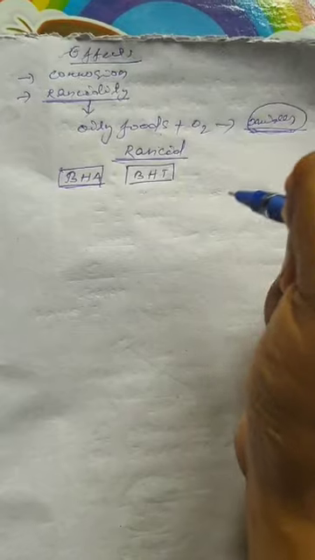Then next, rancidity is also prevented by keeping food in the refrigerator. And rancidity can also be retarded, that means we can slow the rate of rancidity by keeping food in airtight packets. So this is all about rancidity.